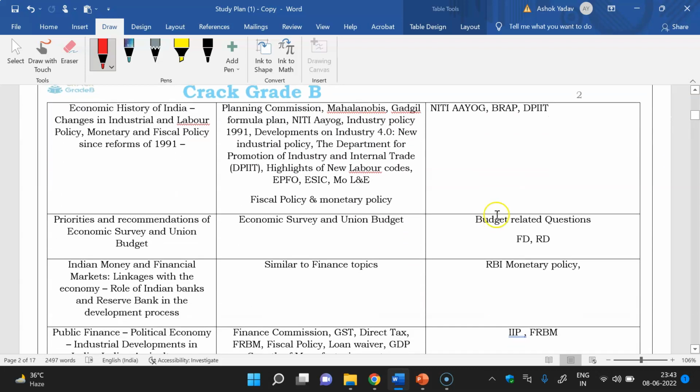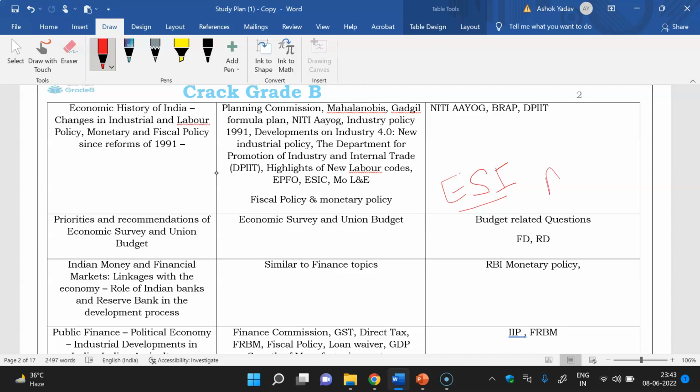Next is economic history of India, change in industrial and labor policy, monetary policy, fiscal policy. So many times they have this monetary policy committee. These questions have been asked in ESI part. They did not ask the question on monetary policy committee in FM, but they have asked many times in ESI. So monetary policy committee, how it is formed, how members are selected, what are the tenure, they can be selected again or not. Such things you must know and you have to cover.